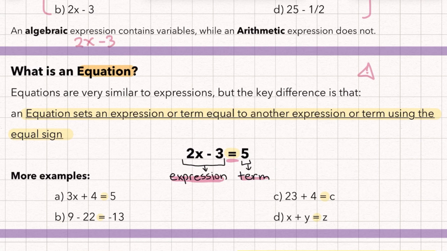Now, each side can have both expressions or terms. As long as it has an equal sign, then it is considered an equation. Here are more examples of equations. They can have variables in them, but as long as they have the equal sign, then it is an equation.